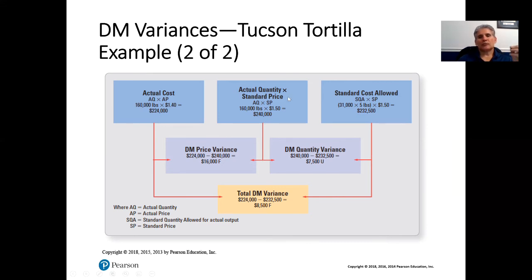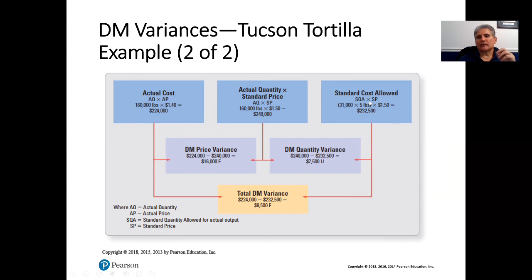We'll go to the actual quantity and the standard price. The actual quantity is the same, 160,000 pounds, times the standard price of $1.50. We computed that earlier in the previous slides when we came up with the direct material standard price. It's $1.50 per pound. So 160,000 pounds times $1.50 per pound gives us 240,000.